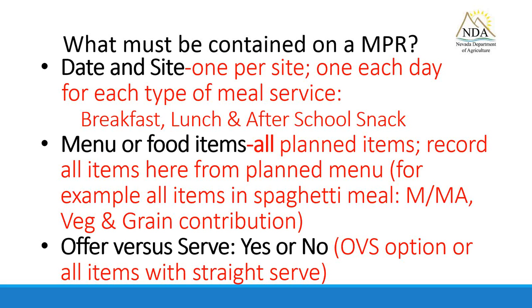You need to list all the menu or food items that are planned for the day. This would be the section where you record all the items from the planned menu. For example, if you had a spaghetti meal and there was meat sauce, you could list the meat sauce in the meat alternate section, the vegetable section, and the grain contribution, all for one meal. You do need to indicate whether offer versus serve is at your site with a simple yes or no, whether you have offer versus serve or you're serving all the items with a straight serve.